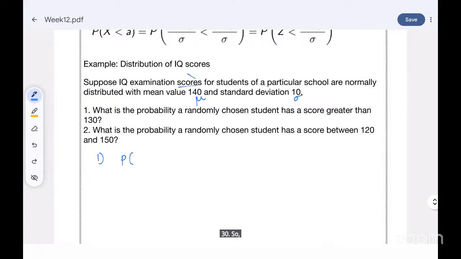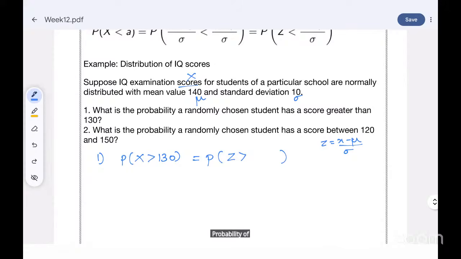So scores, let us say we denote by X. Now your score is greater than 130. So if X is greater than 130, what should be the corresponding equivalent condition in terms of Z? Z is greater than, remember Z is (X minus mu) by sigma. So what should be here? 130 minus 140 by 10. So what is it that we will get finally? It would be minus 1.